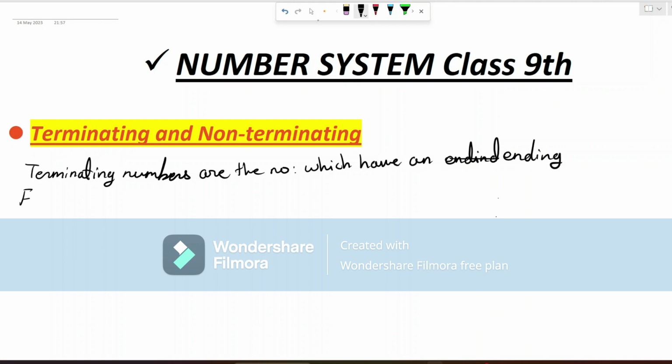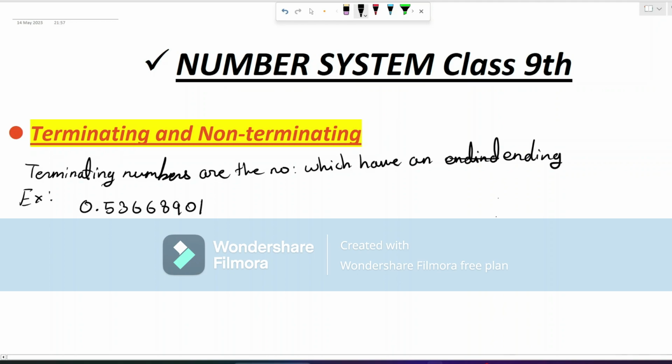For example, 0.36. Now this number doesn't have any numbers after 6, right? Now one more example, it is 0.536689001. Now this number is getting ended, it has a point where it is getting ended. Okay, so this we can call a terminating number.